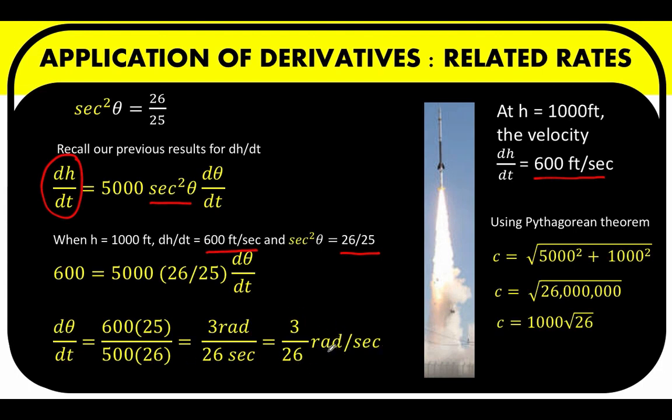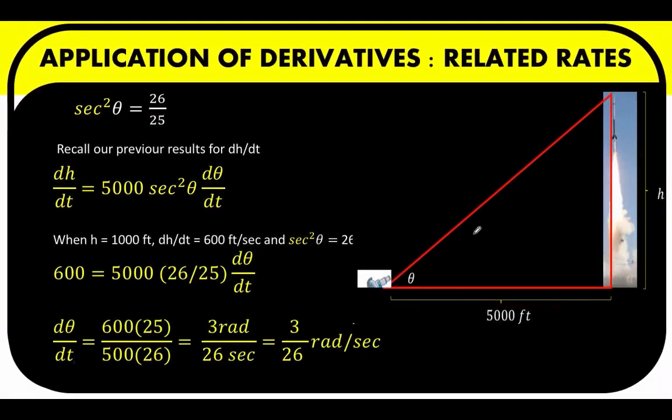Now, what does this represent? This represents the change in the angle of the camera with respect to the change in time. So going back to our problem scenario, this camera should be moving at the rate of 3 over 26 radian per second so that it stays focused on the rocket as the rocket moves up, so that this camera can keep track of this rocket as it moves upward.